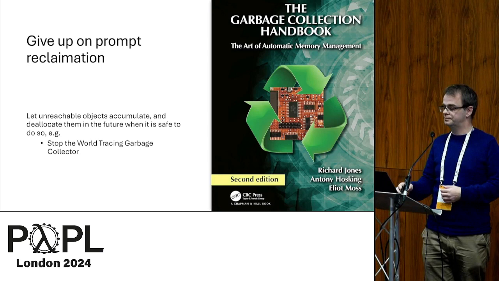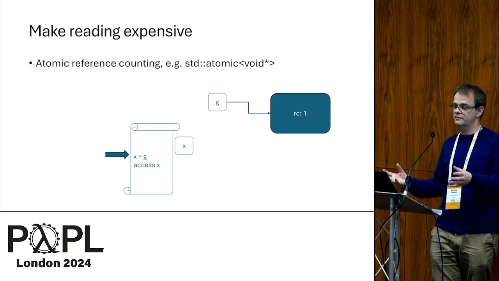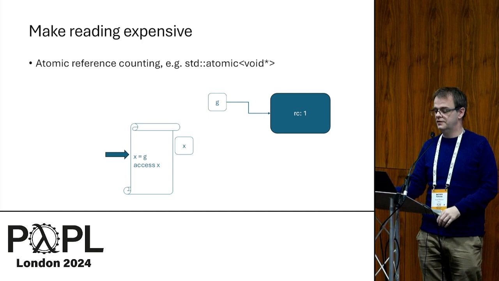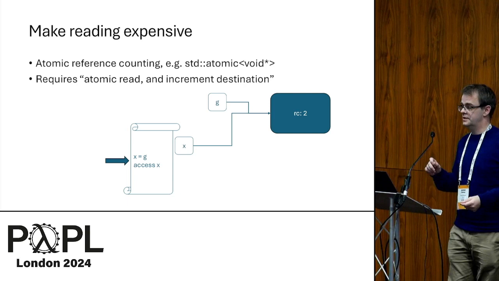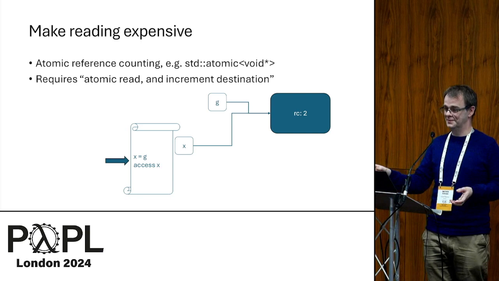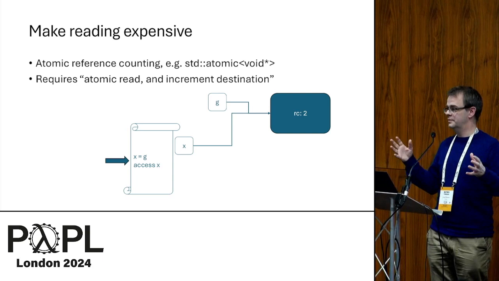length of time later. The other end of the spectrum is making reading expensive. And the poster child for making reading expensive is obviously reference counting. Because with reference counting, when we do this access to memory here, let's say we've got atomic void stars or whatever as your atomic reference counting thing. When we do this read, what we have to do is an atomic read and increment destination. Now, I'm pretty convinced Simon won't give me that on a machine. If you will, that could be quite cool. But this is accessing several bits of memory in one go atomically, which is kind of what has to happen.